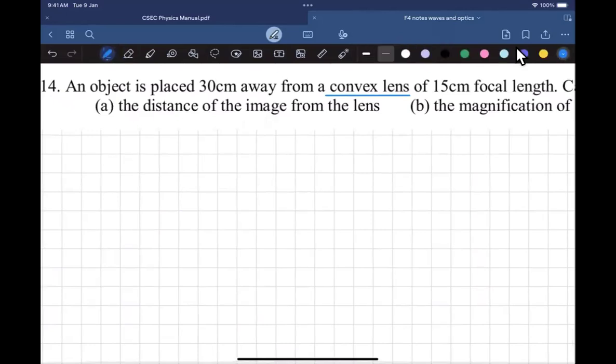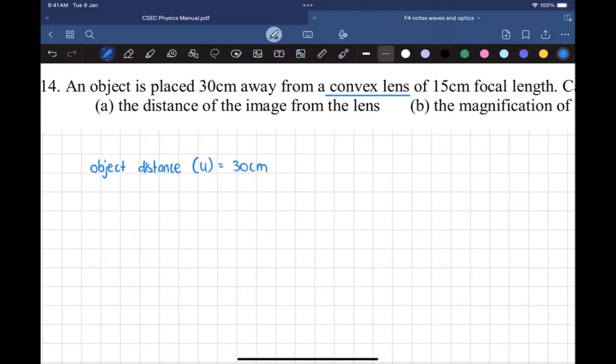So we have the object distance. What do we use to represent the object distance? What is the symbol for that? Is it F, is it U, is it V? U. Yep. So the object distance, that is U, is equal to 30.